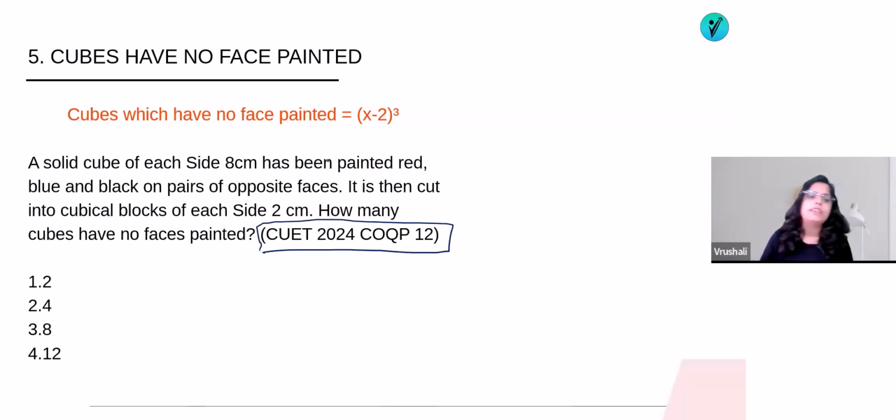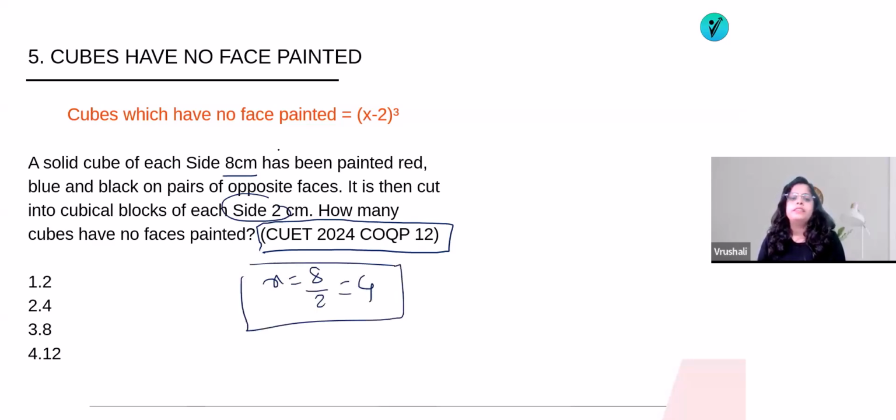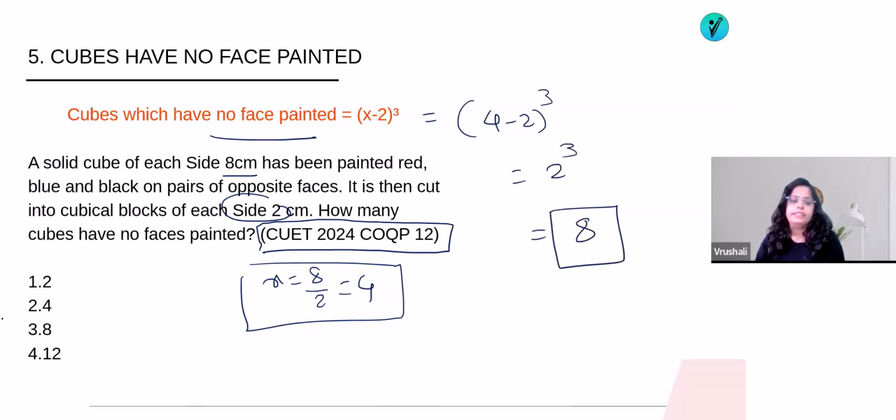Okay, so what are they saying here? A solid cube of side 8 centimeter is divided into blocks of 2 centimeter. So we can say x will be equal to 8 by 2. That means 4. So how many cubes will there be which have no face painted, which will be completely blank? That will be (x minus 2) cube. That means 4 minus 2, cube, which is equal to 2 cube. So your answer will be 8. So this question which they had asked in a CUET paper, the answer was 8. 8 cubes will be there which have no color.